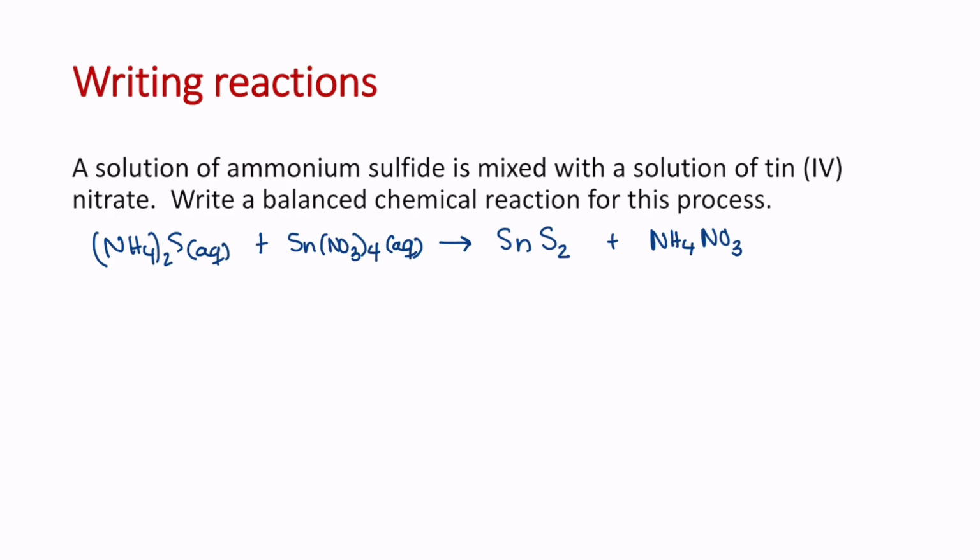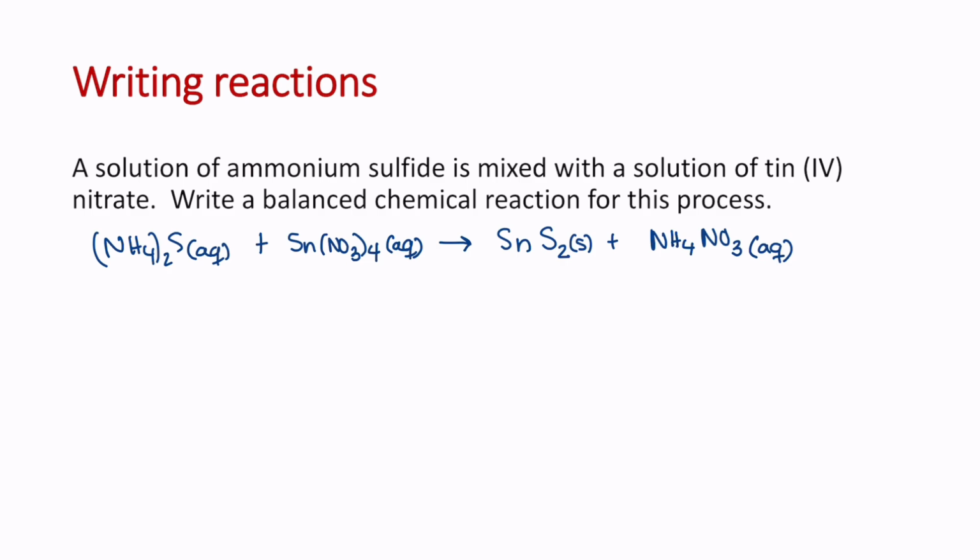Now I can look at the solubility rules. I know nitrates are always soluble, so are ammoniums. So ammonium nitrate is going to be aqueous. If I look at the solubility rules for tin(IV) sulfide, I see that sulfides are insoluble and tin is not one of the exceptions. So it is going to be insoluble. So this is a precipitation reaction where I form a solid.